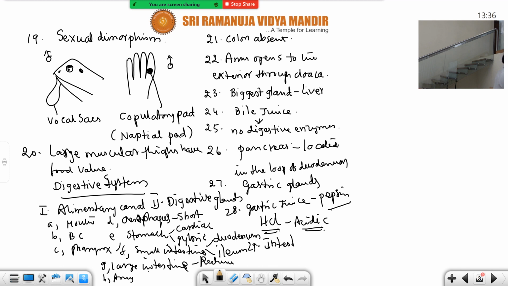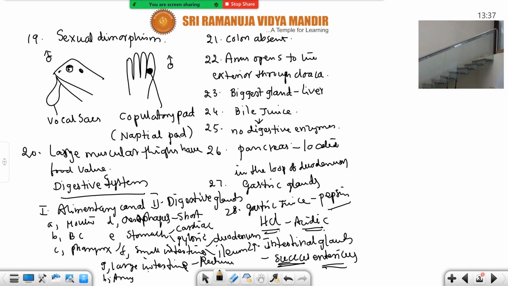Crypts of Lieberkuhn are intestinal glands, the fourth type of digestive gland, which secrete succus entericus. Succus entericus is the scientific name of intestinal juice. Succus means juice, entericus means intestine. That is the meaning of succus entericus. So intestinal juice is secreted by intestinal glands.